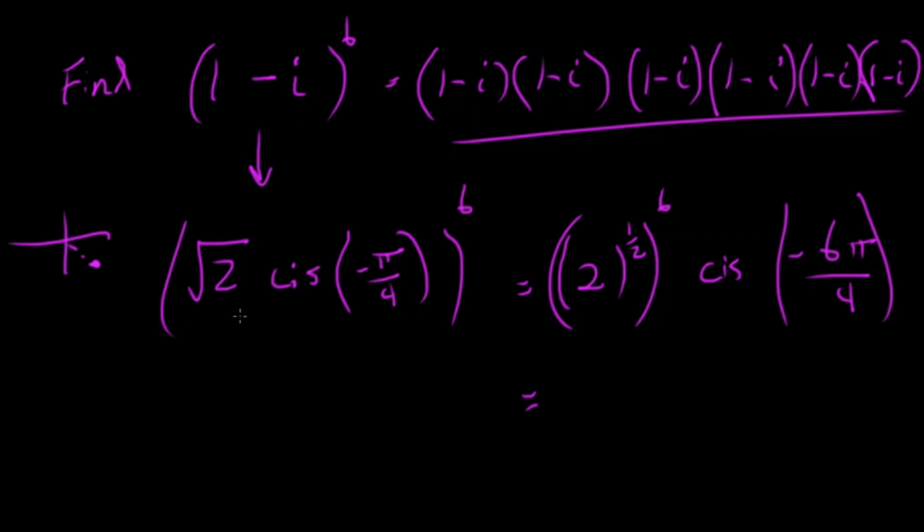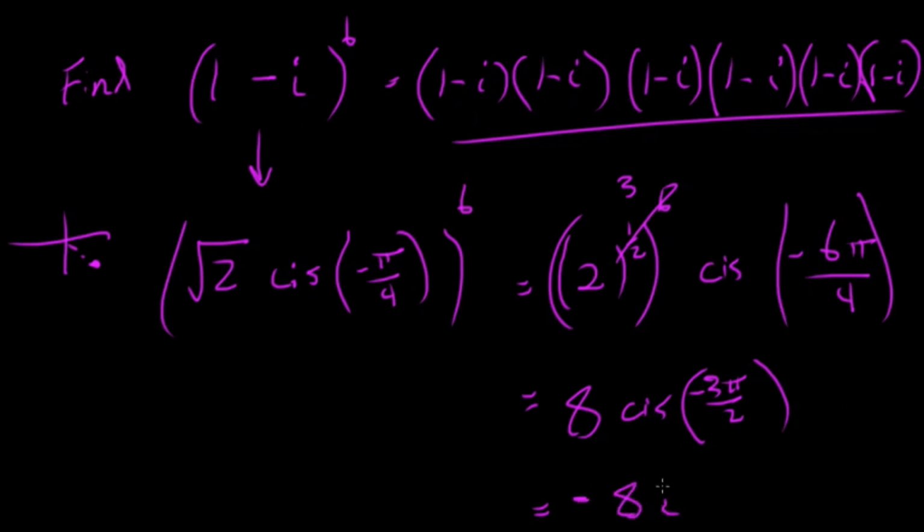Raise the magnitude of the number to the power and multiply the angle by the power, right? So 2 to the 1/2 to the 6, that's going to be 2 to the 3, which is 8. And then that's going to be negative 3 pi over 2. And if I want to convert back to rectangular, that's not that bad. Cosine i sine of negative 3 pi over 2, that is going to be, that's just negative i. This is going to be negative 8i.